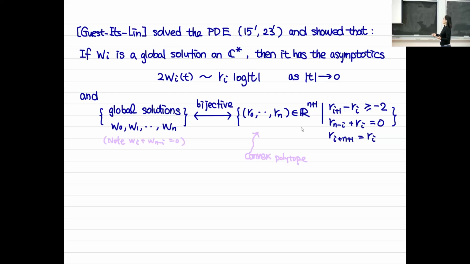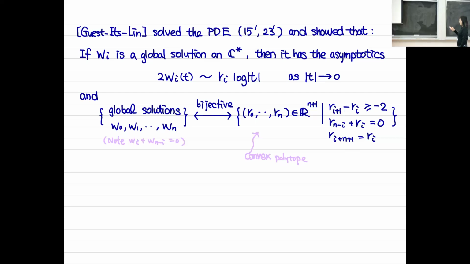On the right-hand side, you would have this convex polytope. This is gamma_0 to gamma_n, corresponding to the solution. So this is in R^{n+1}. It has this inequality and equality over here. They give you a convex polytope.